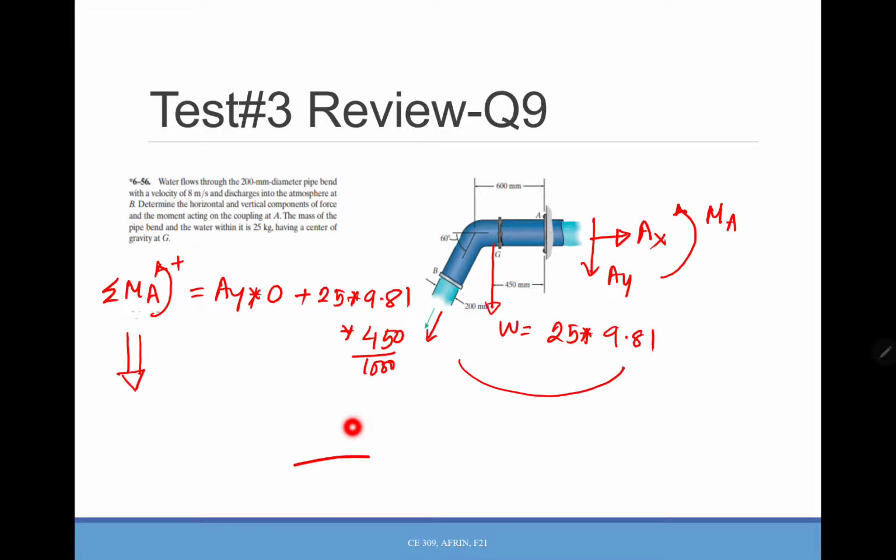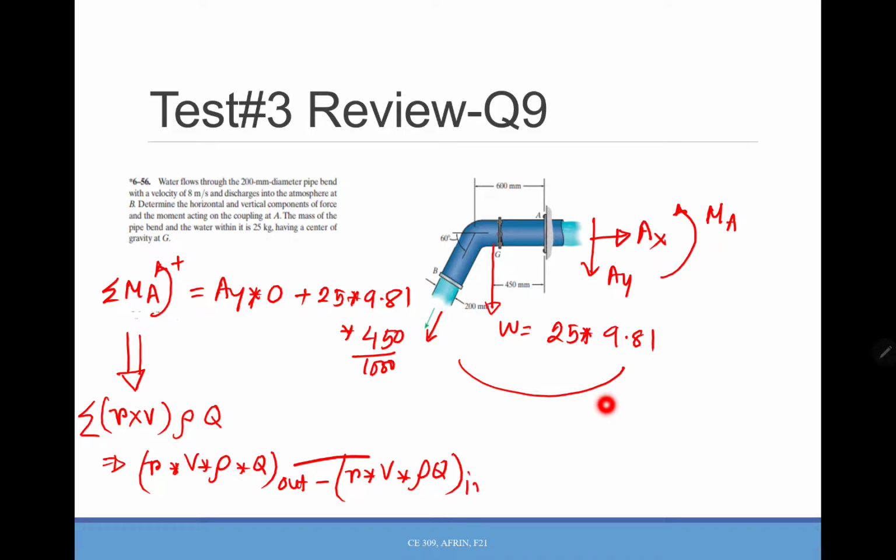And now for this part we need to get the moment, which is the summation of R times V rho Q. Since again we are working with just 1D here, this vector product will convert into a scalar product, so you can say R multiplied with V rho Q outlet minus R V rho Q inlet.